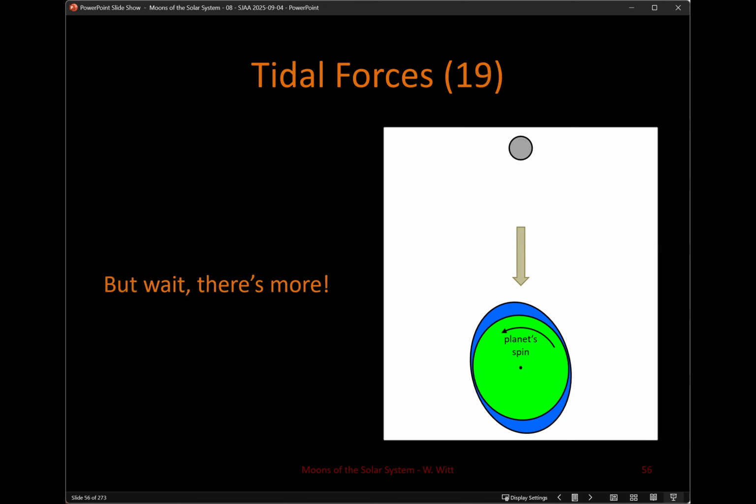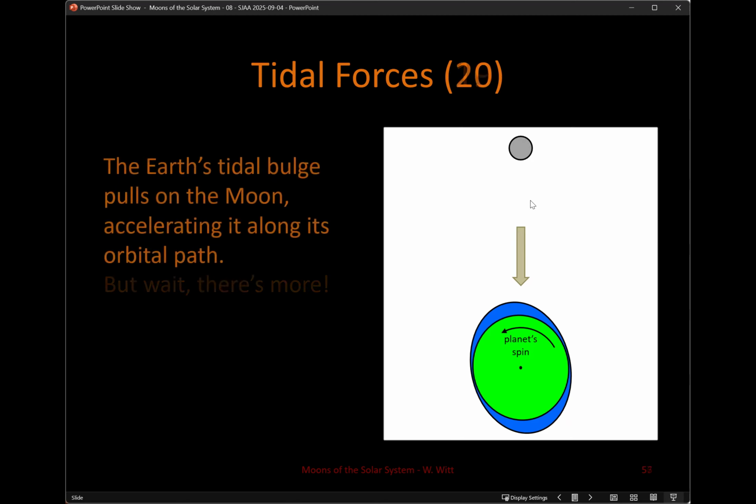But wait, there's still some more stuff to talk about. The Earth's tidal bulges turn out to pull on the moon a little bit. Now we've created these tidal bulges, and there's mass here. Any mass creates some gravitational effect, so the tidal bulge mass creates some gravitational effect that the moon can feel. Let's think about that.